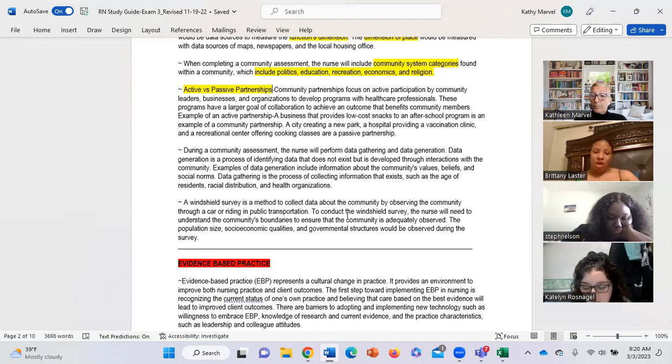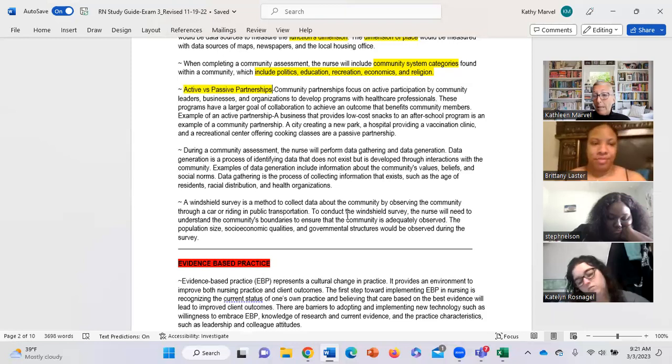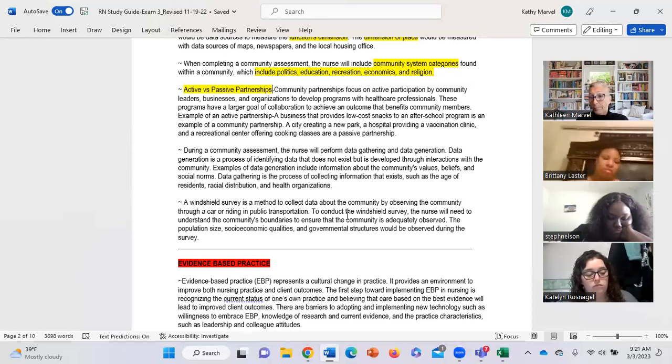Passive, you hand off the job or the work to someone else. And then active, you're actively involved, actively doing something. That's exactly right. So in an active partnership, you're actually walking the walk. You're out there doing it. The example we give is a business providing healthy snacks, healthy meals in schools or after school programs. They're having a direct impact right now, right here.